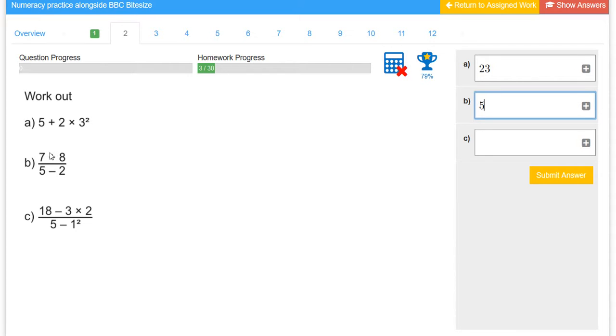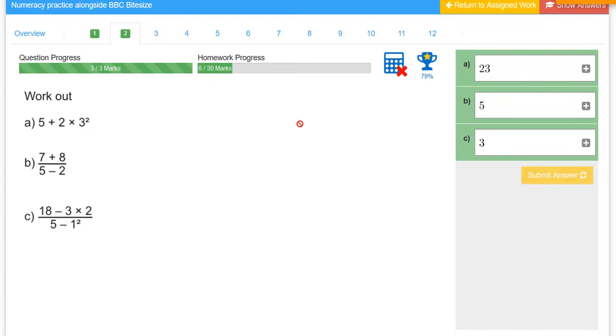I'll do my multiplication here first of all. So 6 times 3 is 18, 3 times 2 is 6. 18 minus 6 is 12. Here, 5 minus 1 squared. Well, 1 squared is just 1. 5 minus 1 is 4. So 12 divided by 4 should be 3. Let's have a look and see how we did. And there we go. Keep saying whoops, but never mind.